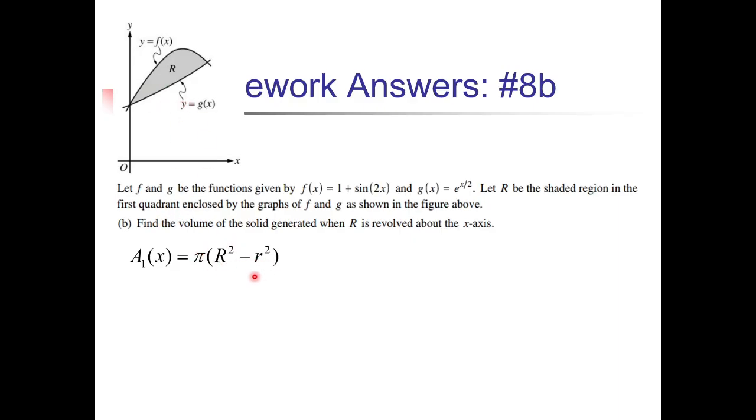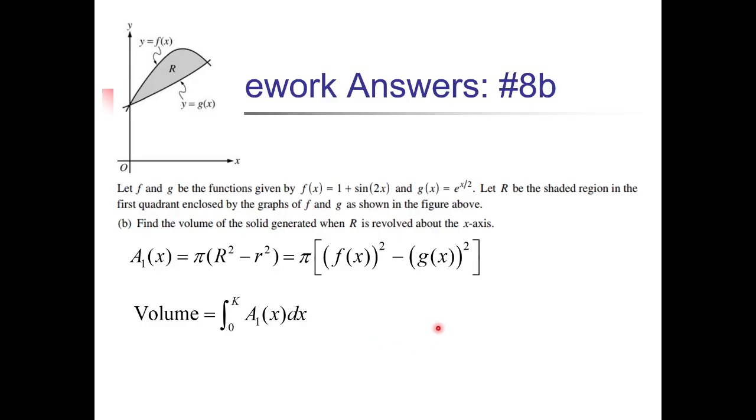And again, we're using washers. So for my big R, that is the distance from the outer part of the bounded region to the axis of revolution. That's just f of x out there. And then for little r, that's this inner distance between g of x and the axis of revolution. So we've got minus g of x squared. And now I just need to plug all this into my calculator. I'm going to be doing the integral again from 0 to k of a sub 1 of x dx.